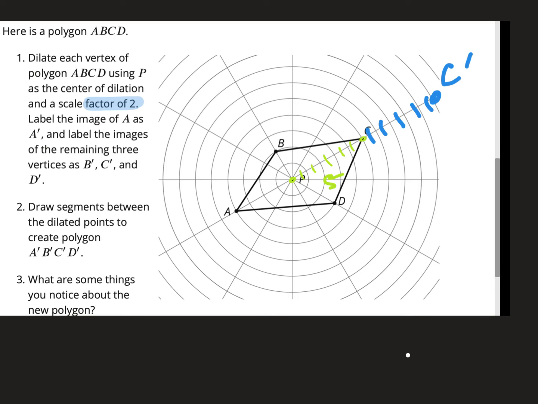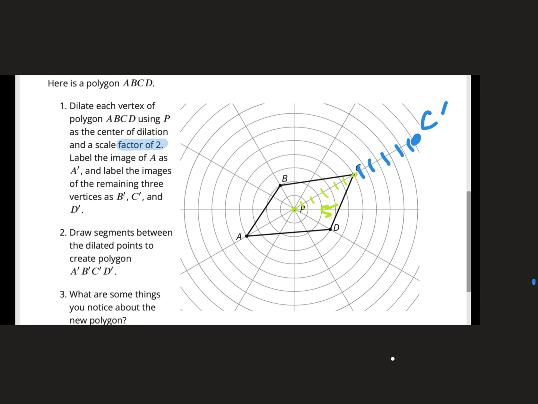So I'm going to shut up and give you a few minutes to try. There's 2 dilations for you to perform there. One with the scale factor of 2, and then you'll notice it also asks you to add another one with a scale factor of 1/2. I don't have the picture on the screen. So use that little line tool.